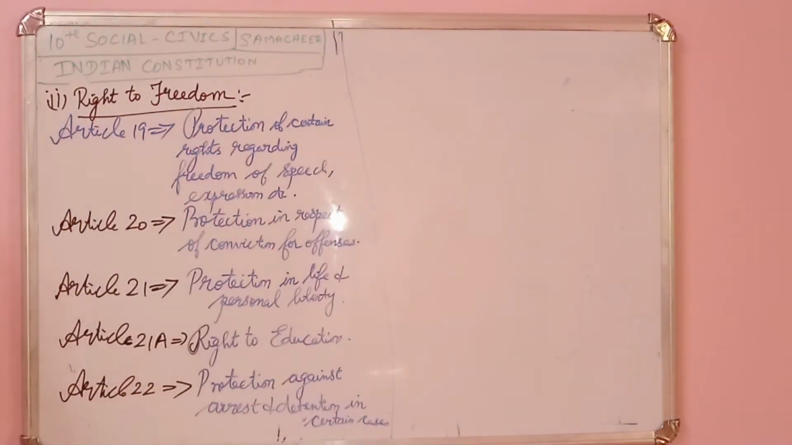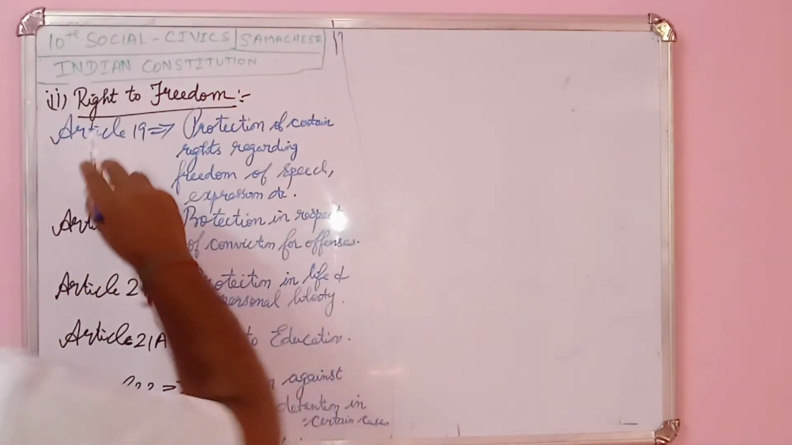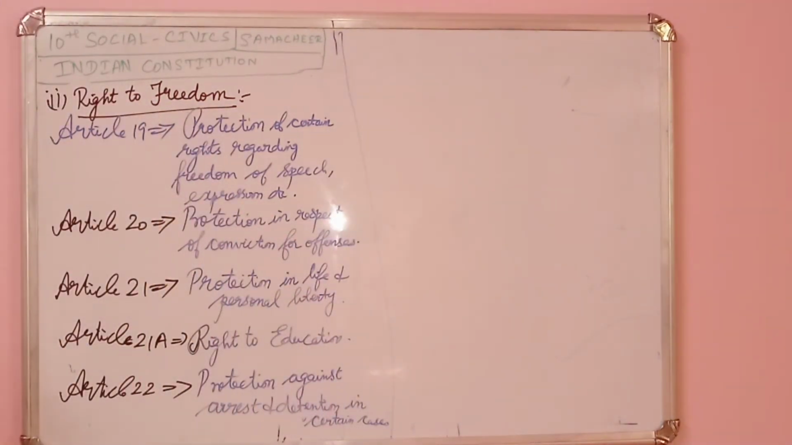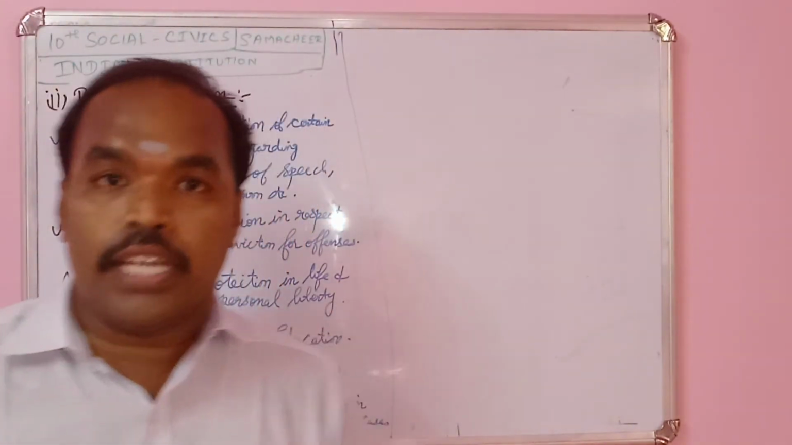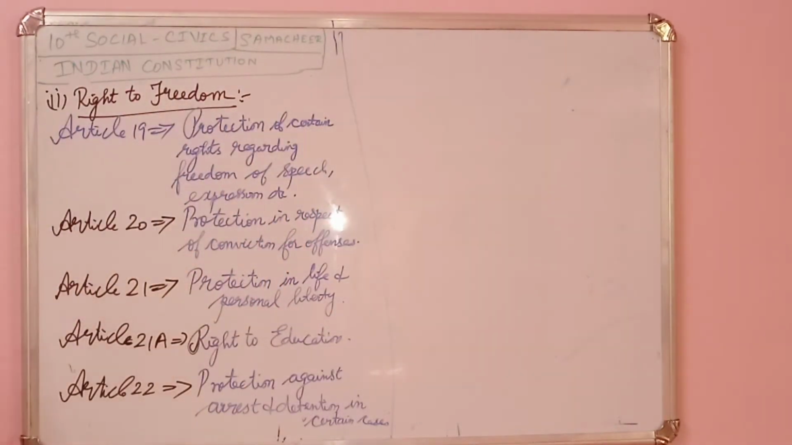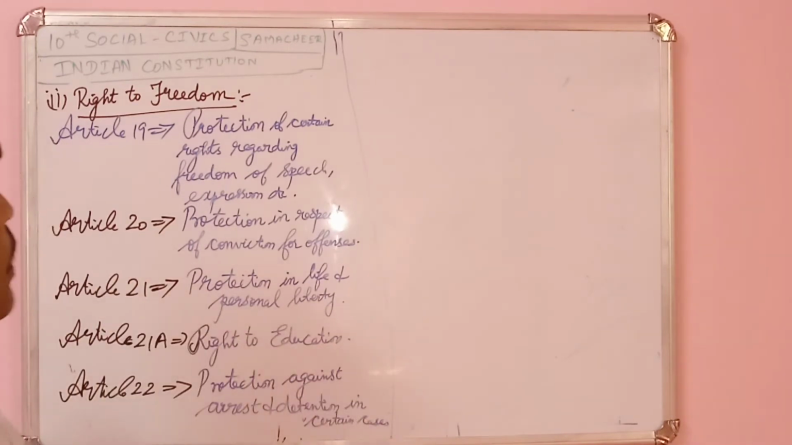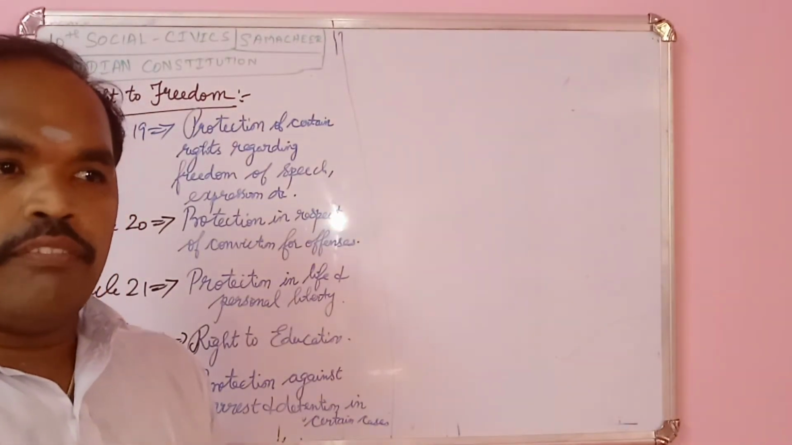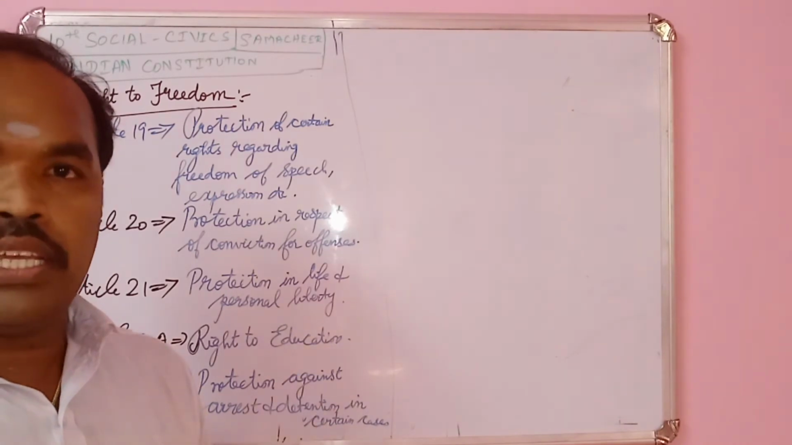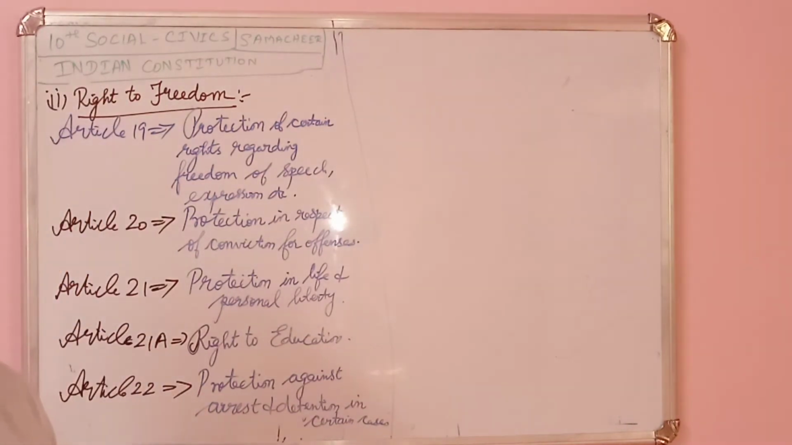That is right to freedom. First we saw right to equality. Right to freedom is Article 19, protection of certain rights regarding freedom of speech, expression, etc. Wherever we go, freedom has been provided, and whatever we need to express, we are able to express it. Article 20 is protection in respect of conviction for offences. Then Article 21 is protection of life and personal liberty. Wherever we need to go, we can go personally, and whatever we need to do, we can do it, as per some regulations and rules.